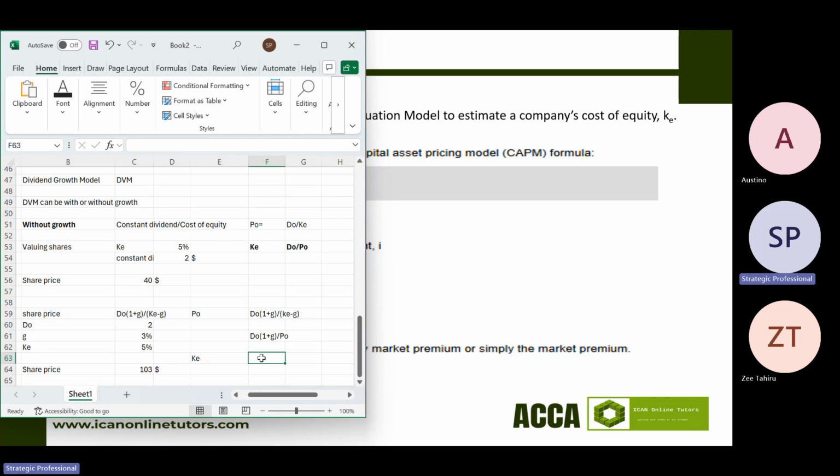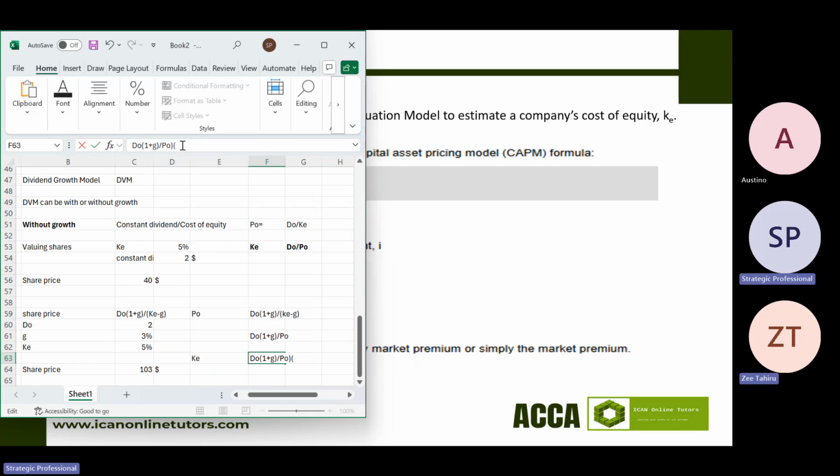Your KE will be, when you make it the subject of the formula, D0 times (1 plus g) divided by P0, plus g. Yeah, the plus g will be up. Let me make it up. So that's what I'm saying.